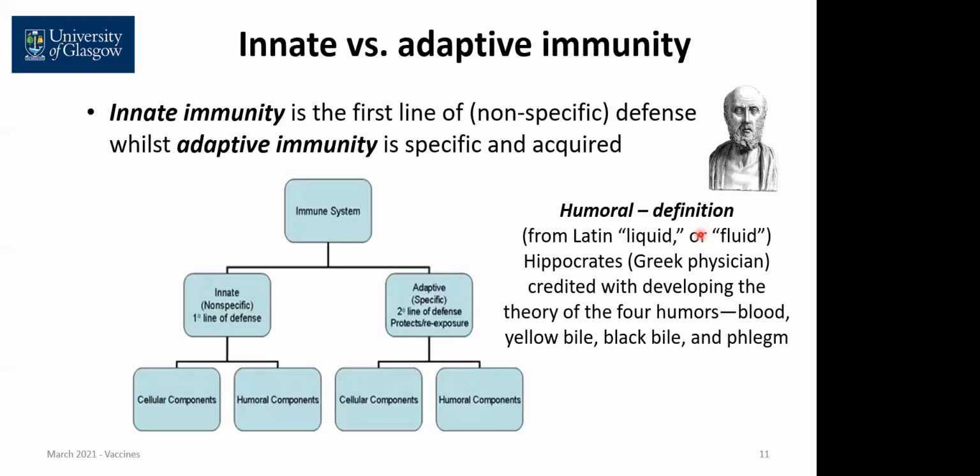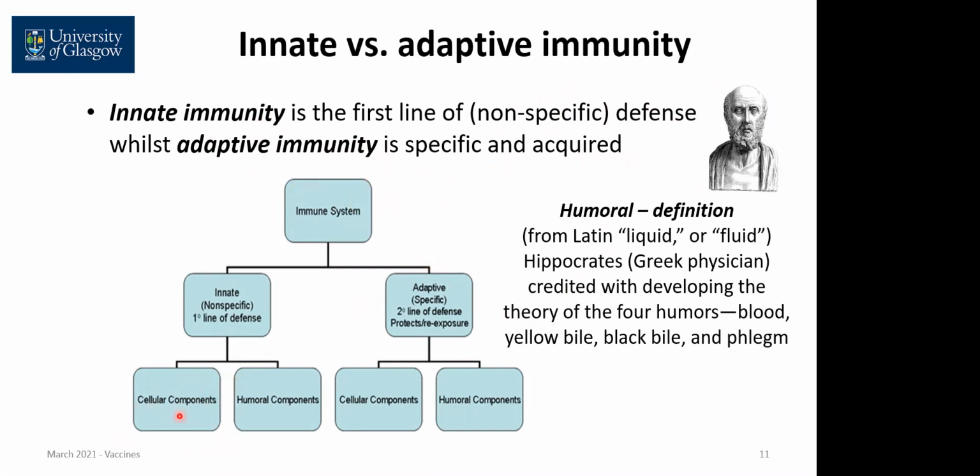So if we move on and talk about specifics, there are two branches of the immune system. We have the innate immune system, which is the first line of defense. This is non-specific. The innate immune system will respond to any microbe that is invading the host. The adaptive immune response is more specific and acquired. And each of these branches can be broken down into different components.